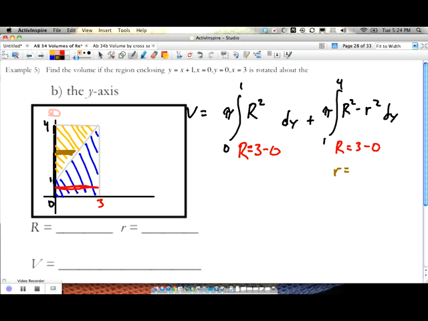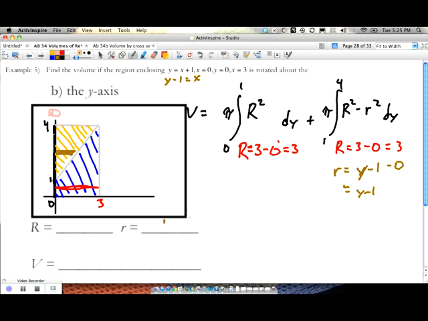Now we have to subtract this little r, and that's going to be that outer edge, which normally is y equals x plus 1 in terms of x, but we have to change that to terms of y, so y minus 1 equals x. So r equals y minus 1, we can say minus 0 to get back to the axis of rotation. So this is really the big R equals 3 both times, and the little r equals just y minus 1.